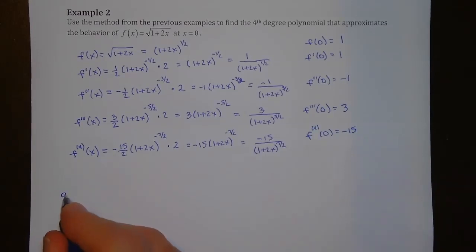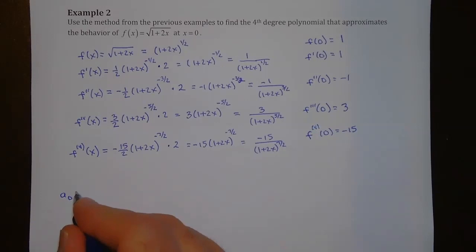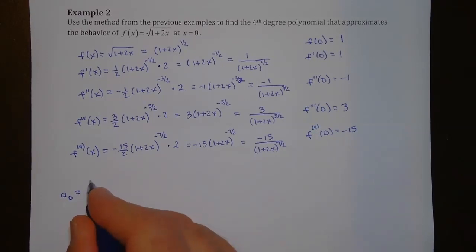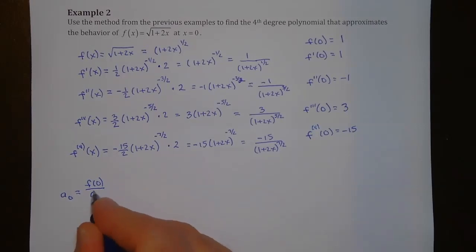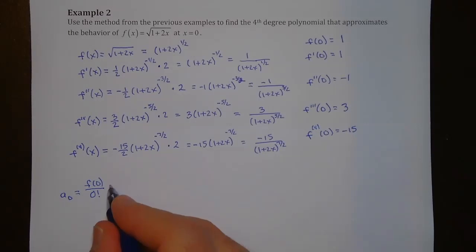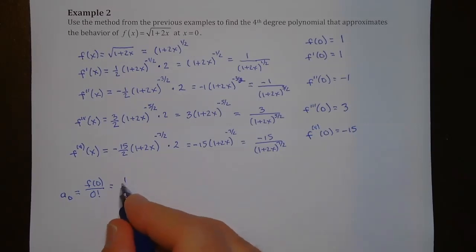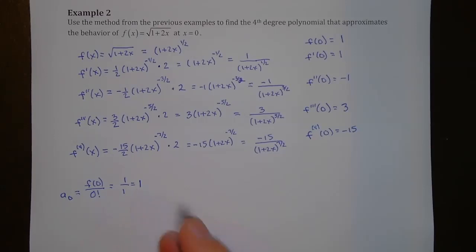Okay, so a sub 0, right? To find that coefficient of that first term, okay? Of the 0th derivative, which is that function, right? So this was equivalent to f of 0 over 0 factorial, right? And f of 0 was 1 over 0 factorial, which is 1. So this is 1 over 1, which is 1.